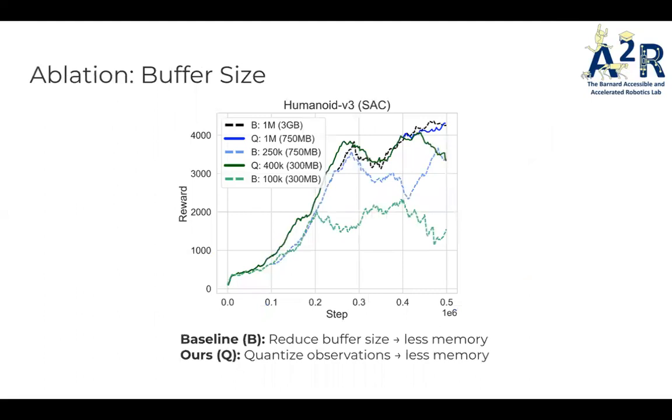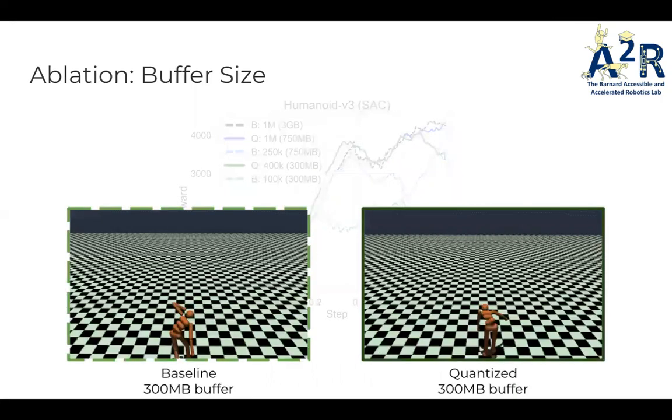Finally, in our ablation study, we compare learning curves of SAC on the humanoid environment, both with quantization, solid lines, and without, dashed, while adjusting the buffer size. We color coordinate by total memory usage and find that when holding memory footprint constant, the quantized agents converge to significantly higher rewards than their unquantized counterparts. And indeed, when we hold buffer storage size constant, we see that quantized agents perform significantly better. Here, the quantized agent is on the right.